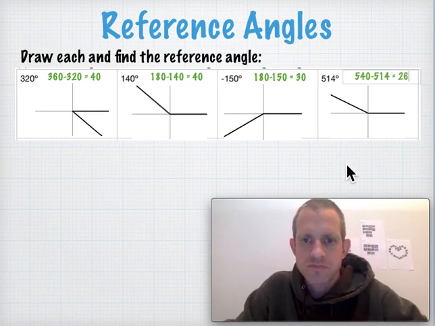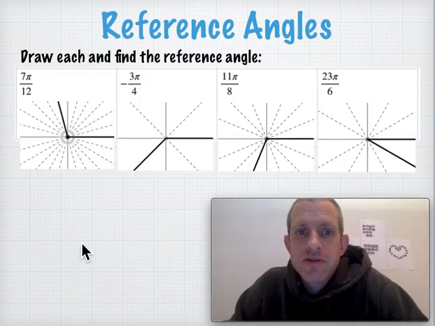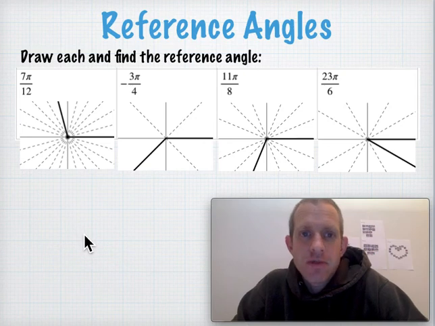Here's a couple of examples of trying to find reference angles when angles are measured in radians instead of degrees. Frankly, I think it's actually easier when things are measured in radians instead of degrees because you can simply count wedges, if you will.